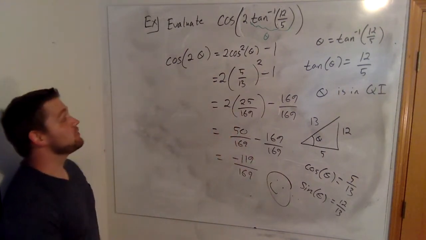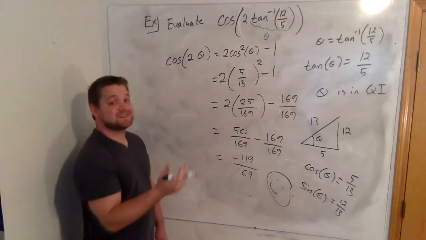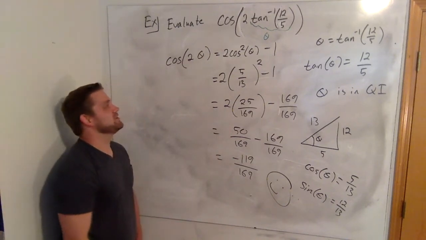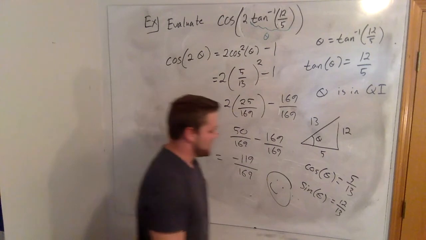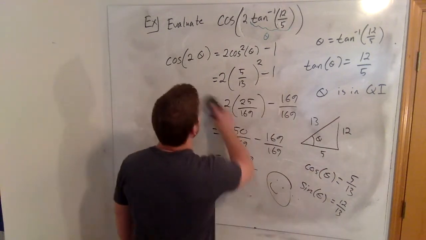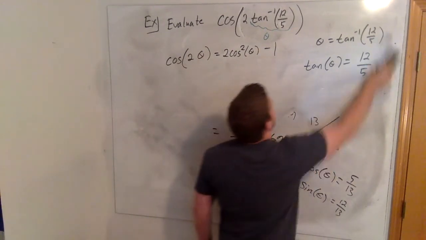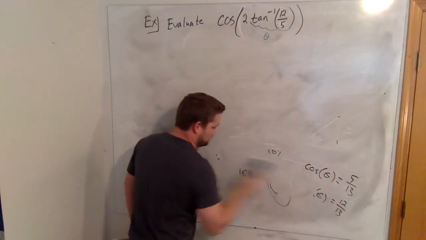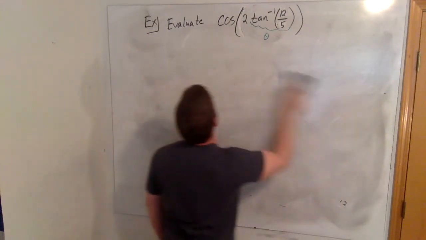There we go. For a fun exercise, show that you would get the same answer if you did the other version of the double angle formula for cosine. That'd be a good exercise for you to try. Cool. All right, let's do one more. One more of this flavor, at least.